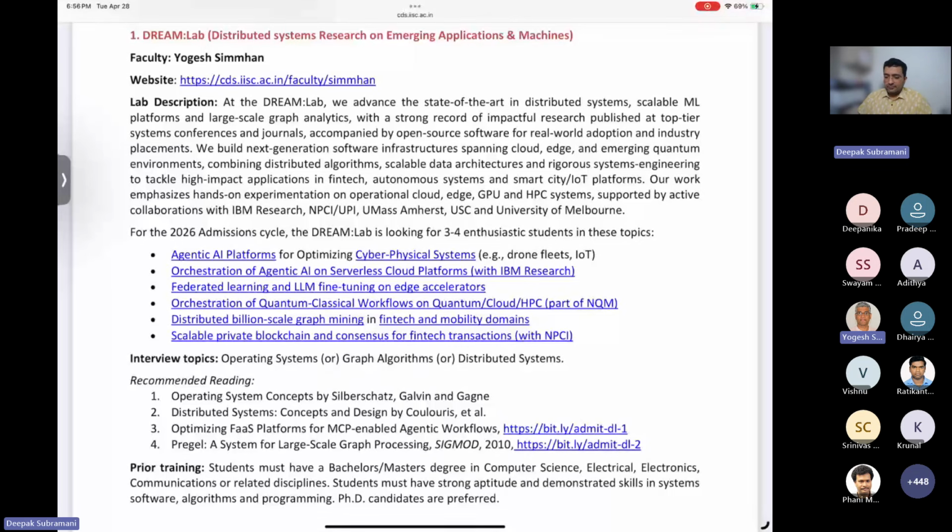All quantum applications actually need a big bunch of classical computing. So we have a National Quantum Mission project that looks at scaling HPC plus quantum. That's a key project. We also have very active work around scalable graph mining and scalable GNN processing, which we actively collaborate on with NPCI around UPI fraud modeling and so on, using graph-based systems. We have a lot of collaborations with IBM Research, NPCI, Microsoft, and so on. So there's a lot of applied systems research that takes place.